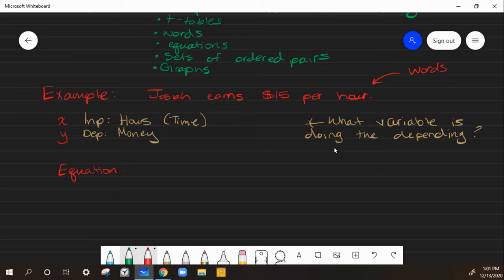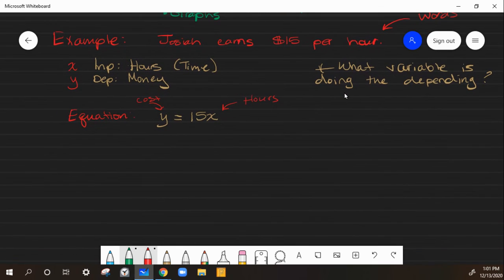This is very important. So let's think about what our equation would be. Well, if y is how much he earns, that's equal to 15 times however many hours, right? X is the hours, Y is the cost. Again, we're going to spend so many months working on this. So I can represent this using an equation. Can also use a t-table. Let's look at that.